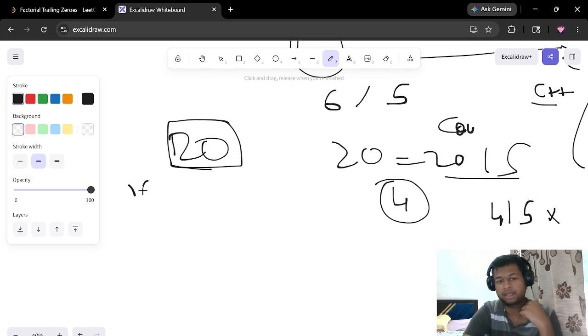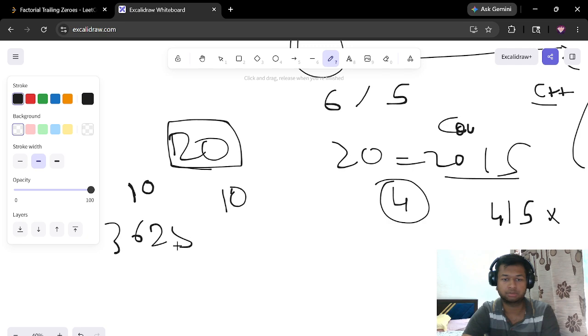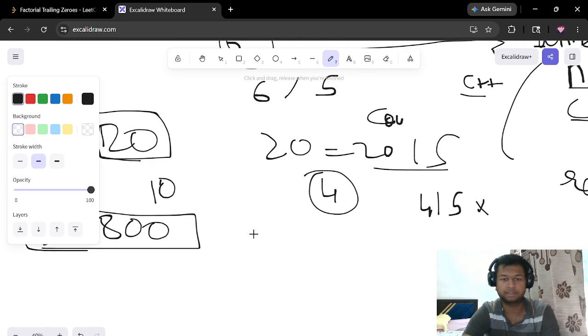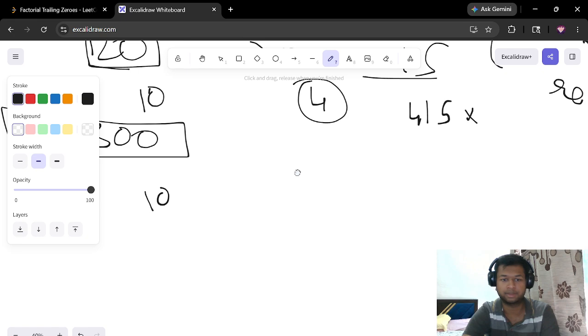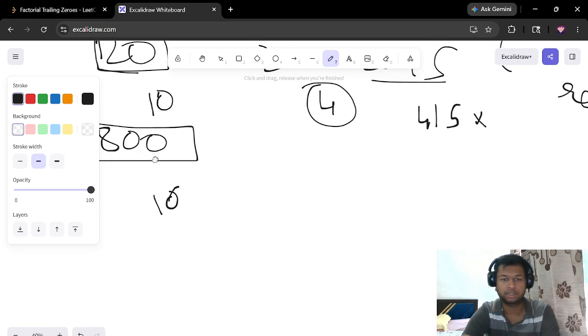Now let's take 10. I know that in 10 factorial, its value is 3628800. So let's see if this solution matches for 10. We know that the answer is 2.